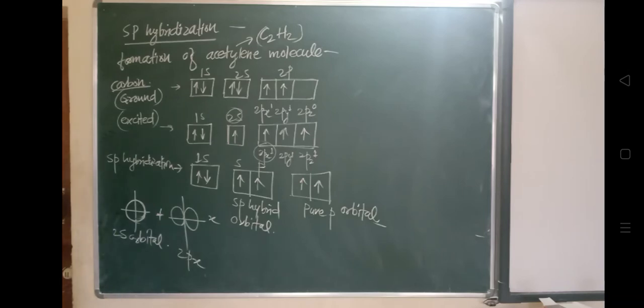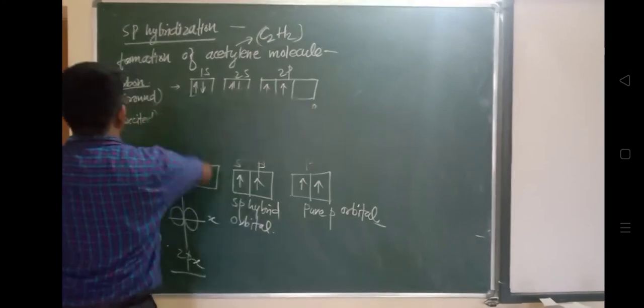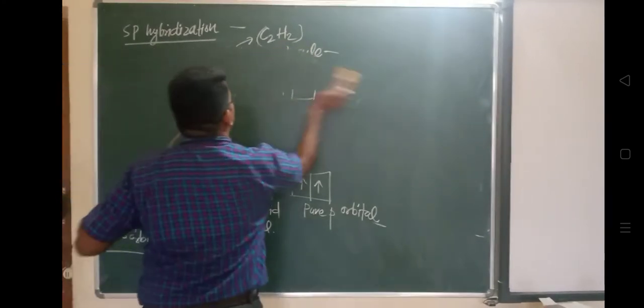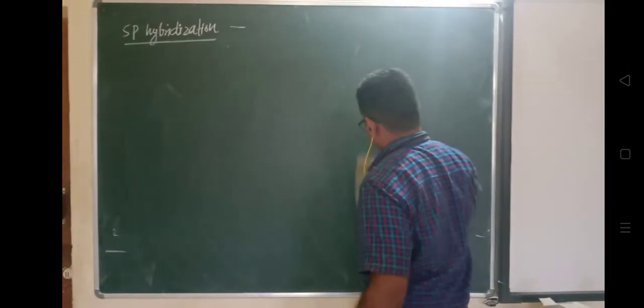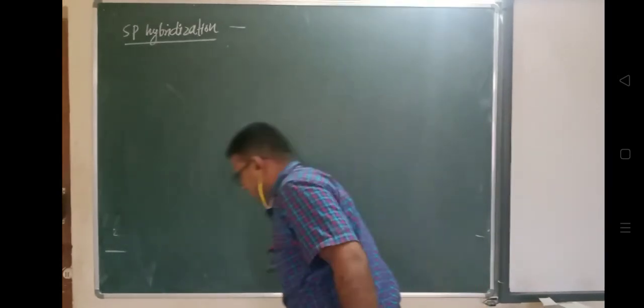I'll show it here. One sp-sp bond will be present between the carbon and carbon atoms, and one sp-s bond between carbon and hydrogen. And one more sp-s bond will be between the other carbon and hydrogen. In this way, it will form the overlapping. We'll see that there are three bonds between the two carbon atoms.